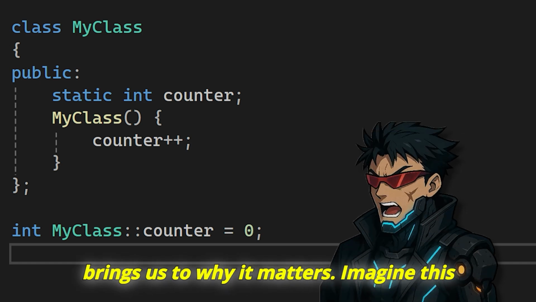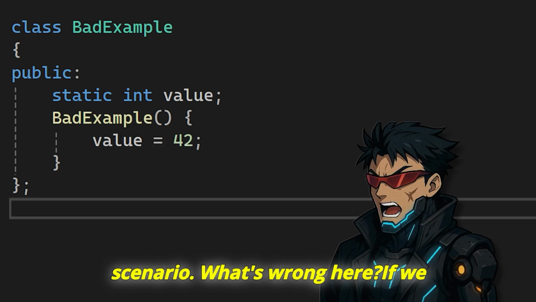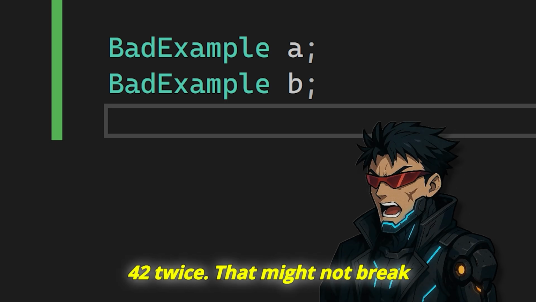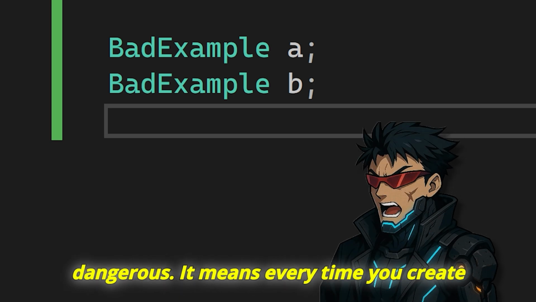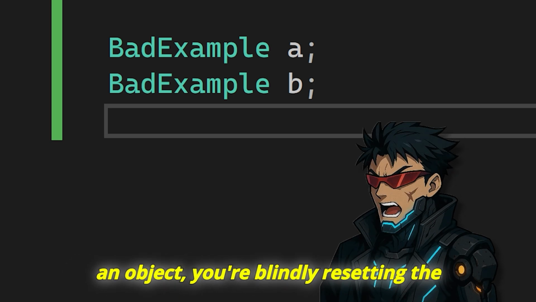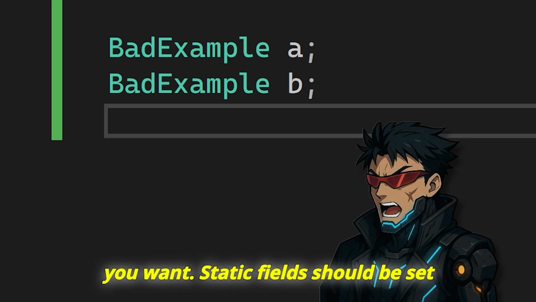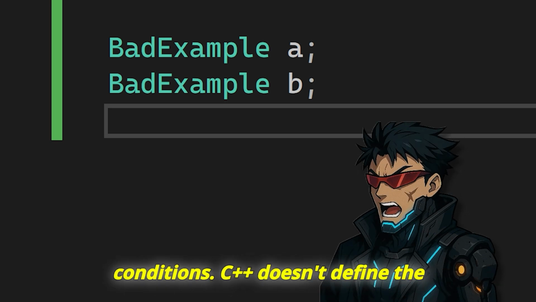This brings us to why it matters. Imagine this scenario. What's wrong here? If we do this, then the constructor runs twice, so the value is reset to 42 twice. That might not break anything in this specific case, but it's dangerous. It means every time you create an object, you're blindly resetting the static field. That's almost never what you want. Static fields should be set once, usually at the start of the program, or in very controlled conditions.